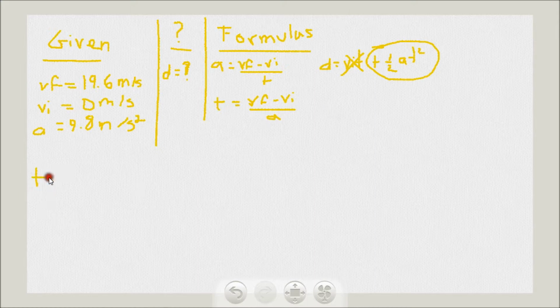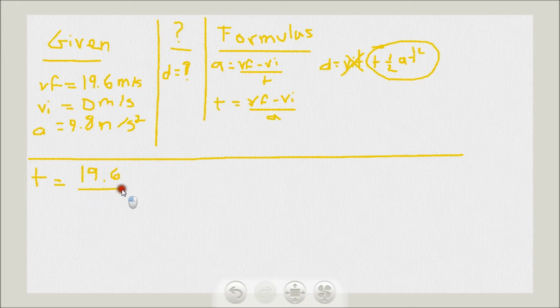So the time is equal to the final velocity minus the initial velocity. So final velocity 19.6 minus initial, minus 0. So it's 19.6 divided by the acceleration, that's 9.8 meters per second squared. Okay, and this we're going to put into this formula.